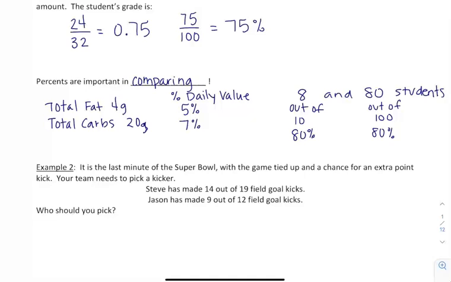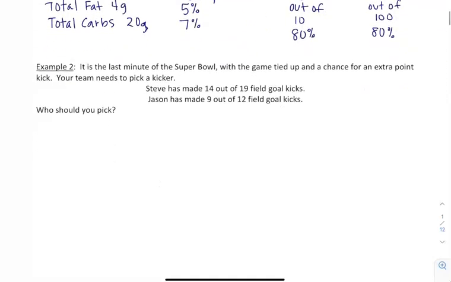So percents can be really helpful in comparing two values to help us get a better picture of how it represents the whole. Well, let's take a look at something that may happen in sports. Last minute of the Super Bowl, everything is at stake. The game is tied up. You have a chance for an extra point kick. The team needs to pick the kicker. Who do we go with? Well, Steve has made 14 out of 19 field goals. Jason has made 9 out of 12. So who should we pick?